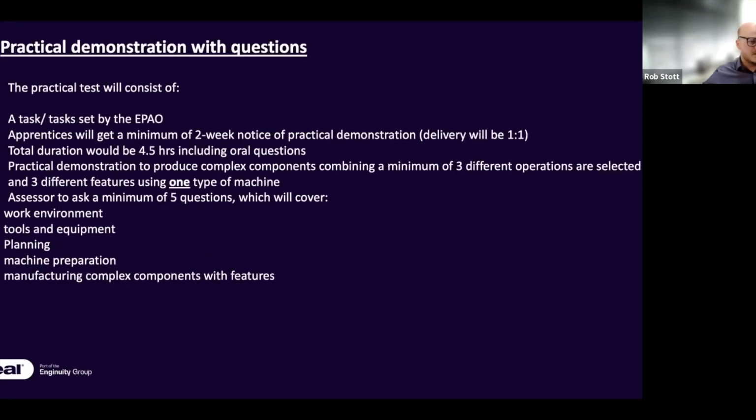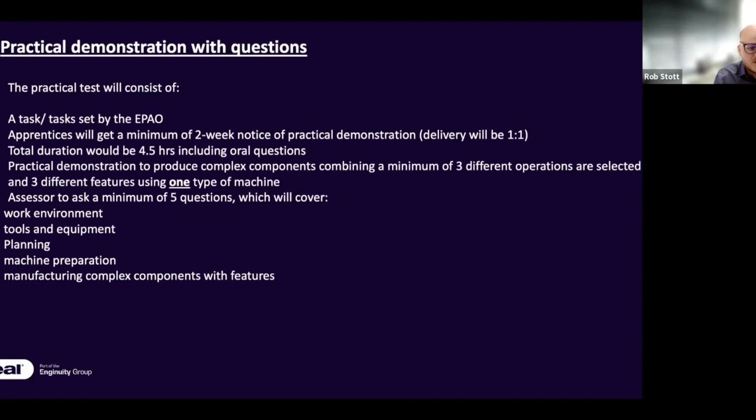Just looking at really the practical demonstration. The practical demonstration will consist of a task or tasks set by the EPAO. The apprentices will get a minimum of 2 weeks notice of the practical demonstration, and the delivery will be one-to-one. So the end point assessor will be a one-to-one delivery. Total duration will be 4.5 hours and will include oral testing.